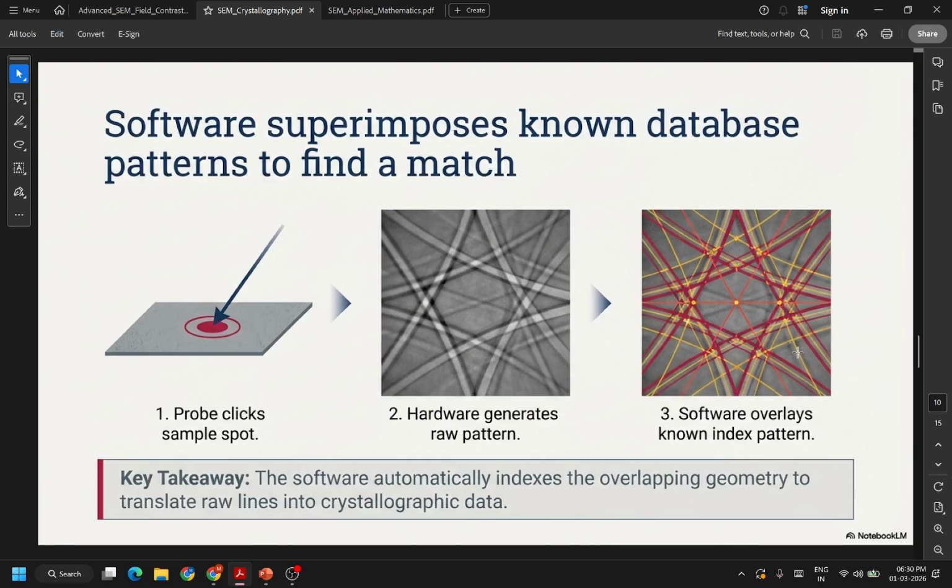First you probe your sample, and the raw pattern is generated with Kikuchi lines, and then your software has a database of Kikuchi lines for different crystallographic data, and it overlaps the different lines and tries to find a perfect match. This gives us the information about what the Kikuchi pattern is from.